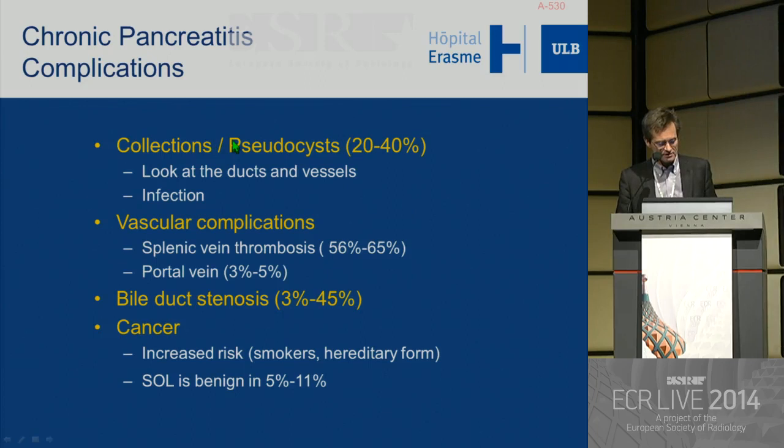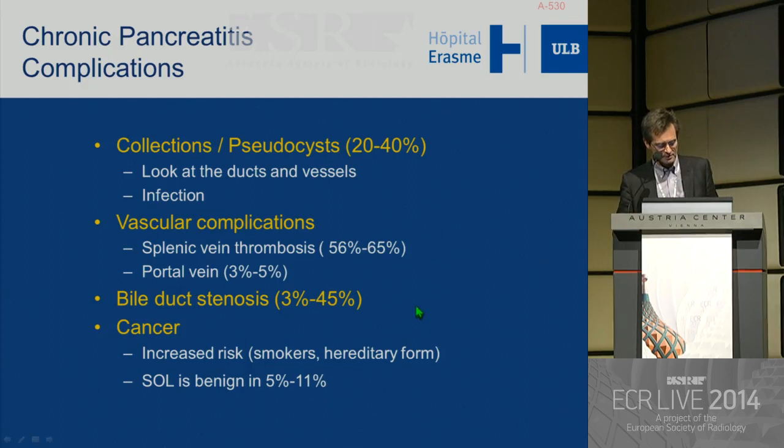Now, complications, as in acute pancreatitis, you may have collections and pseudocysts. These occur quite often in chronic pancreatitis. The most important thing is to look at the ducts and also at the vessels, because in many situations, you see here that splenic vein thrombosis and portal hypertension are a very common complication of chronic pancreatitis, and also this has a huge impact when trying to select patients for therapy, and particularly for surgery.